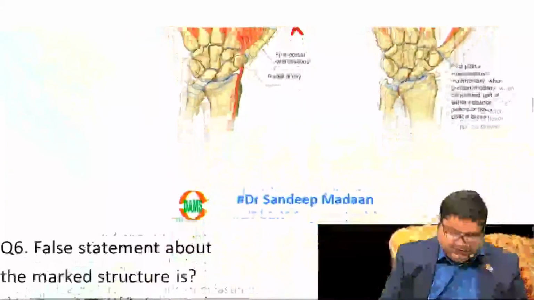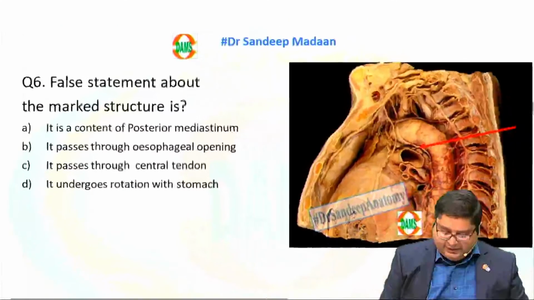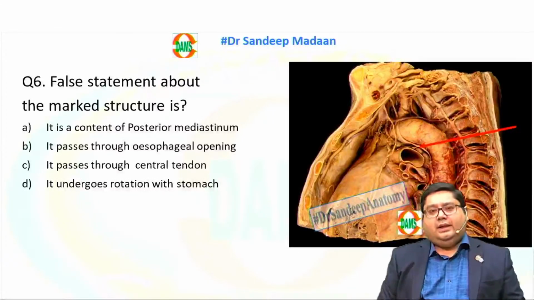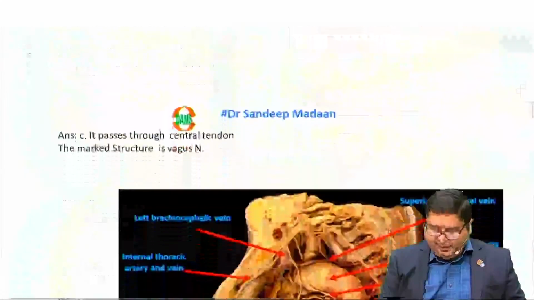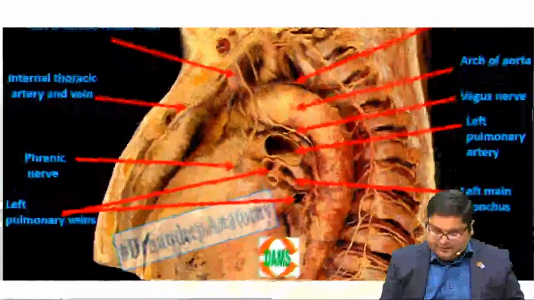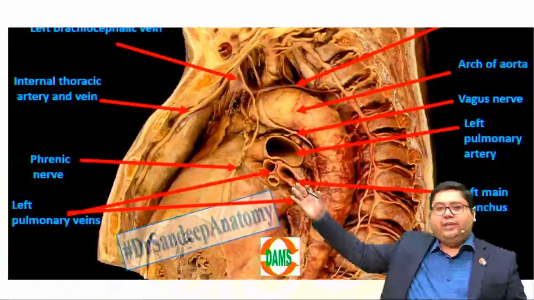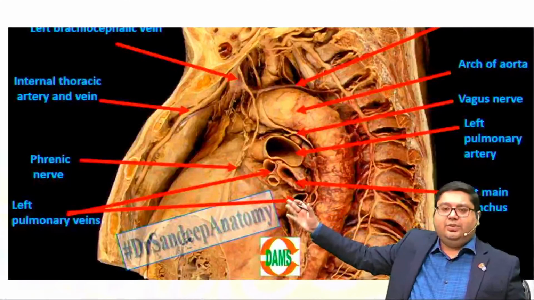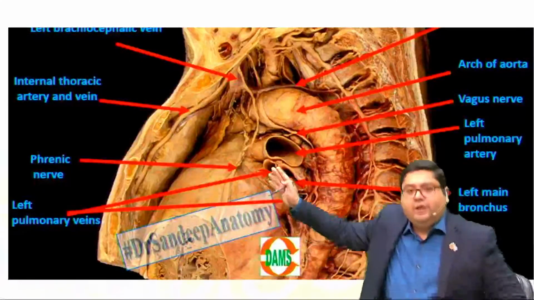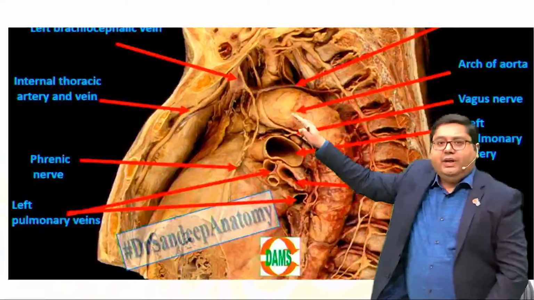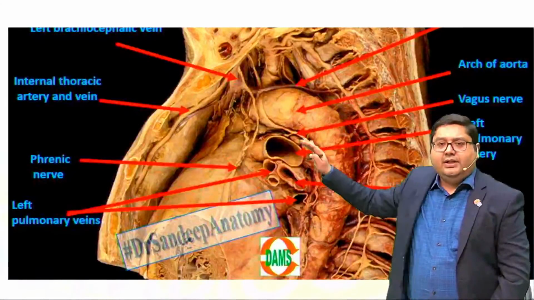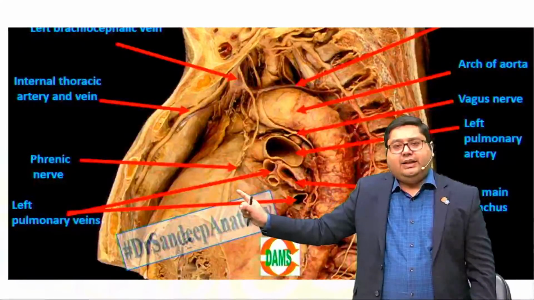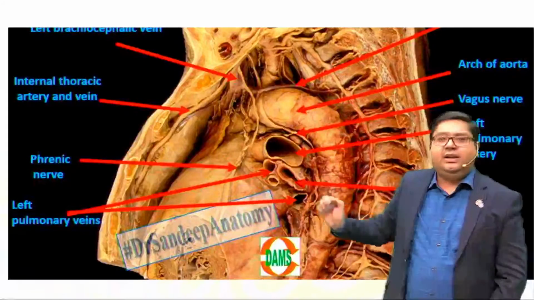All right. Now, next question: false statement about the marked structure. Here I have put one labeled picture for you, and I would like to describe one thing. Whenever you see the hilum part, where you can see the structures present at the root of the lung, you will see one nerve in front of it, that will be phrenic, and one nerve behind it, that will be vagus. Please remember that. The rest of the bigger structures you will be able to identify, but please remember two nerves. Phrenic is anterior to the root of lung, vagus is behind the root of lung.